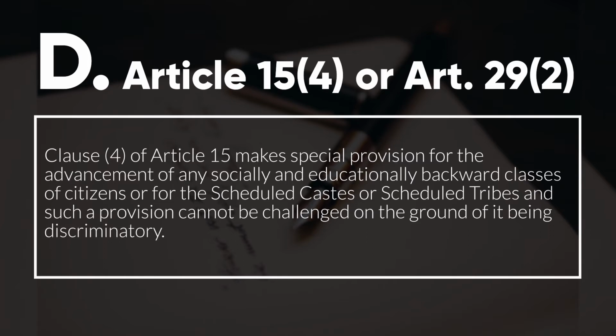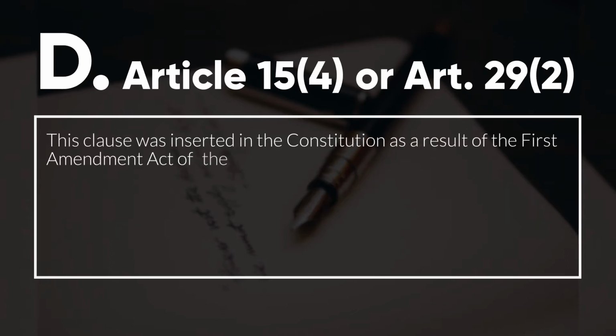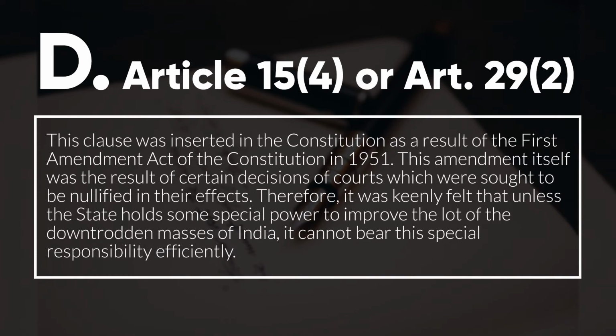Clause 4 of Article 15 makes special provisions for the advancement of any socially and educationally backward classes of citizens or for the scheduled castes or scheduled tribes, and such a provision cannot be challenged on the ground of it being discriminatory. This clause was inserted in the Constitution as a result of the First Amendment Act of 1951. This amendment itself was the result of certain decisions of court which were sought to be nullified in their effects. Therefore, it was keenly felt that unless the state holds some special power to improve the lot of the downtrodden masses of India, it cannot bear its special responsibility efficiently.